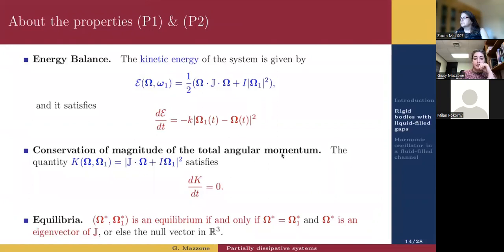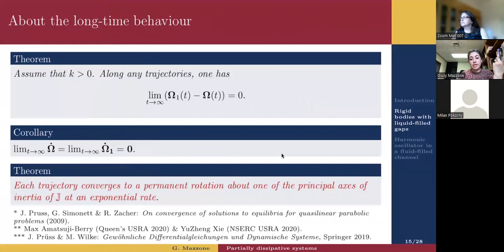And then how do we show convergence? What do we show? We show that each trajectory, no matter the initial data, converges to a permanent rotation. Permanent rotations are just rotations with constant angular velocity about a principal axis of inertia of J. And this is somehow hinted at in the previous two results. But what is striking is that we have an exponential rate to the equilibrium. And so how is this proved? The first two results are crucial because they tell us where trajectories go. Then, regarding the convergence to the equilibrium, these trajectories could pretty much be wandering around the set of equilibria.